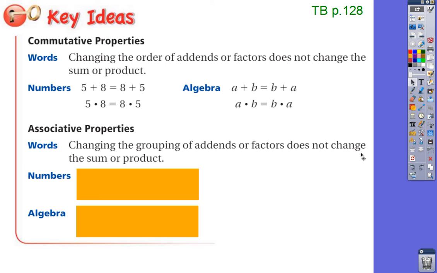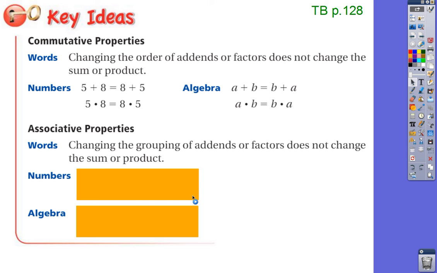Now we're going to talk about the associative property. What the associative property says is that changing the grouping of the addends or factors does not change the sum or product. Now think of the word associative. The first part of the word is associate, which means we can associate with one person or turn to associate with the person on the other side of us, and nothing changes. We're still in the same order, and we would still get the same answer.